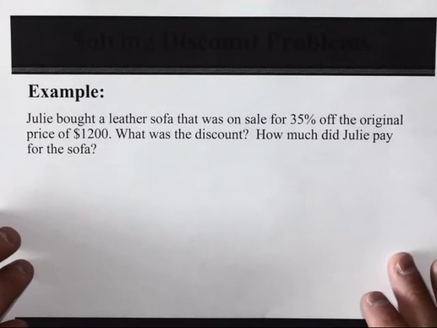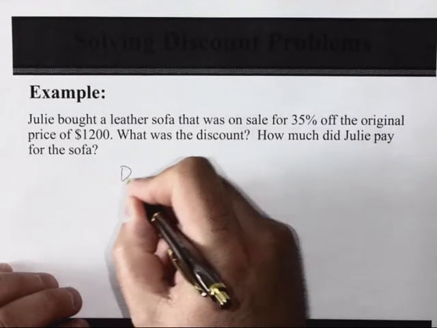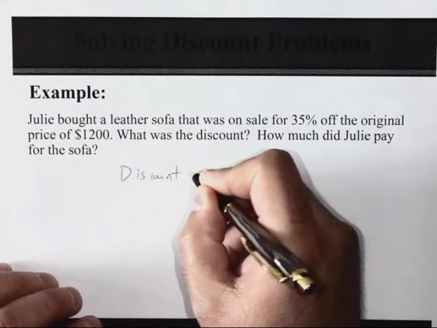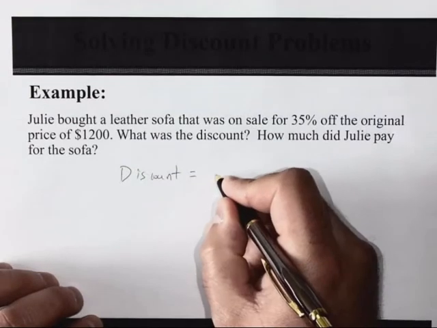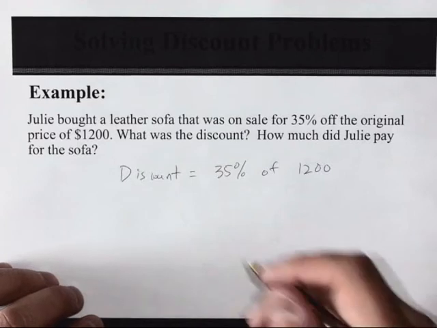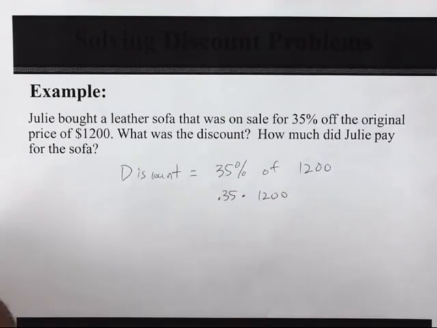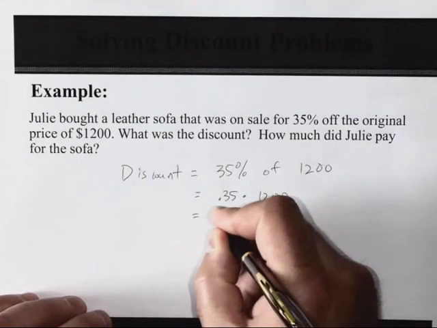All right. Another type of retail problem. Julie bought a leather sofa that was on sale for 35% off the original price. What was the discount? How much did Julie pay? So the discount is 35% of $1,200. So that's 0.35 times 1,200. So then the discount is $420.